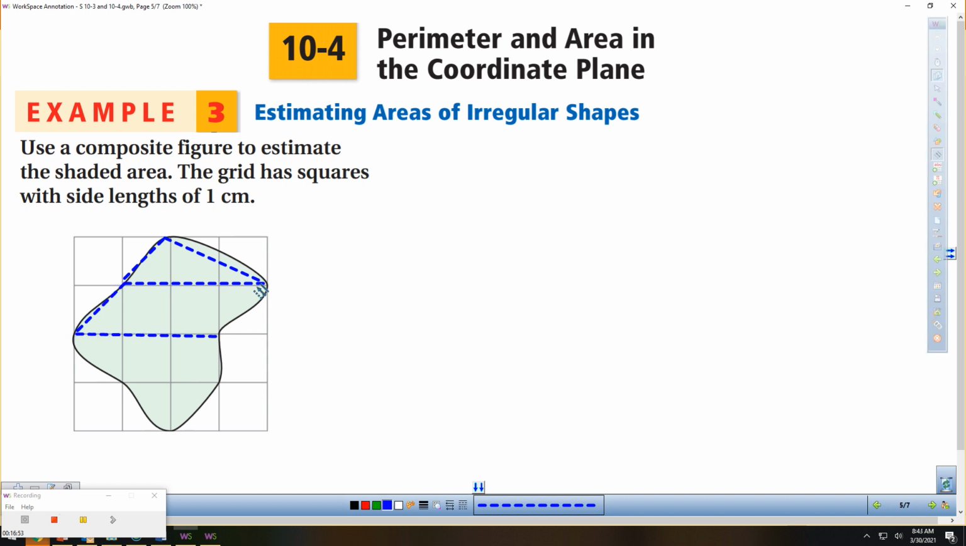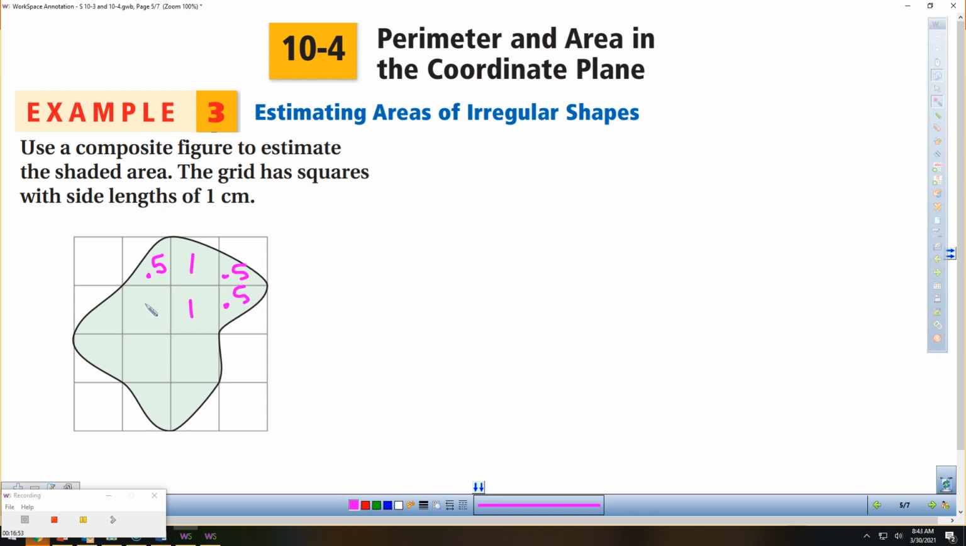I could cut this into a rhombus. I could cut this into a trapezoid. And then I could cut this into another triangle. And that's going to estimate all my figures. Or, even easier, I can just eyeball it. I can say this is covering about half of it. This is covering about the whole thing. This is about half. This is about half.